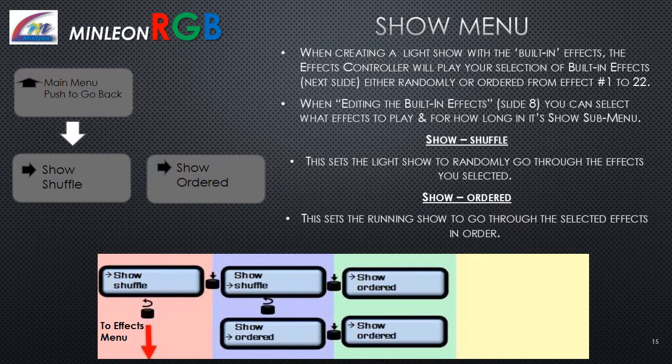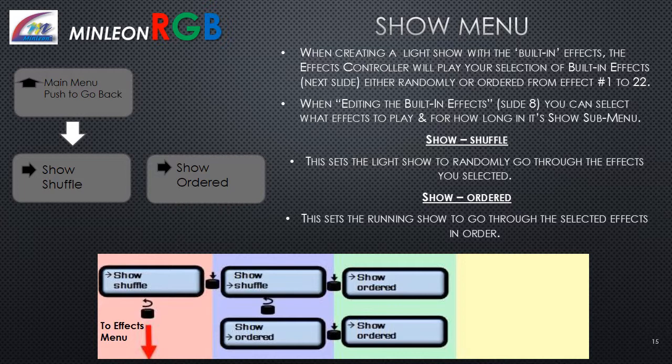The Show menu. When creating a light show with the built-in effects, the effects controller will play your selection of built-in effects either randomly or ordered from effect number 1 to 22. When editing the built-in effects, you can select what effects to play and for how long in its Show sub-menu.